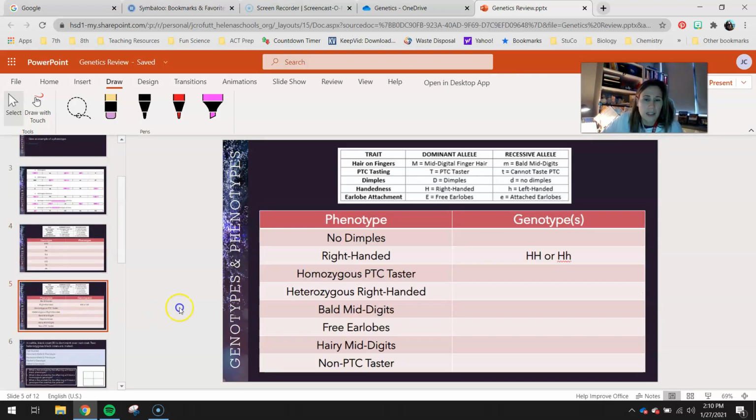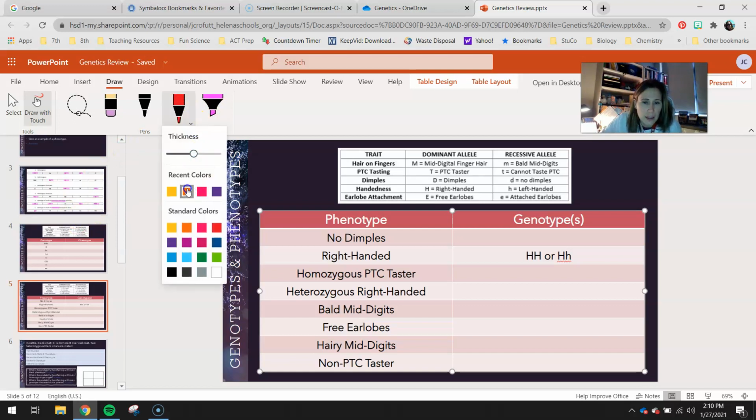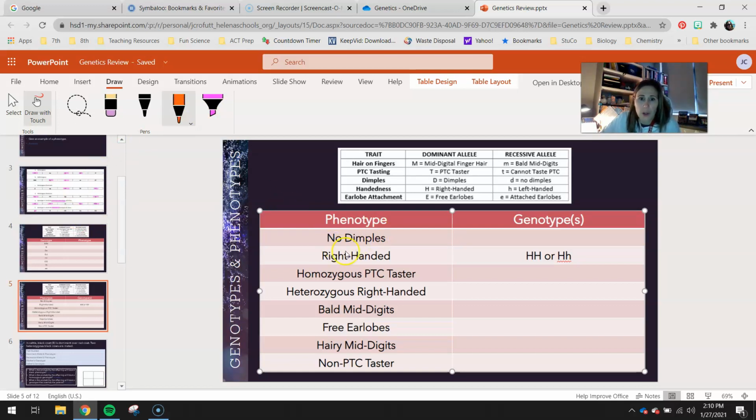Alright, next one is looking at our genotype. So I'm going to use the draw tool for this one. For this one, no dimples. We know that no dimples is a recessive trait, so the only way we're getting that trait is if both parents pass down the recessive allele, so little d, little d.